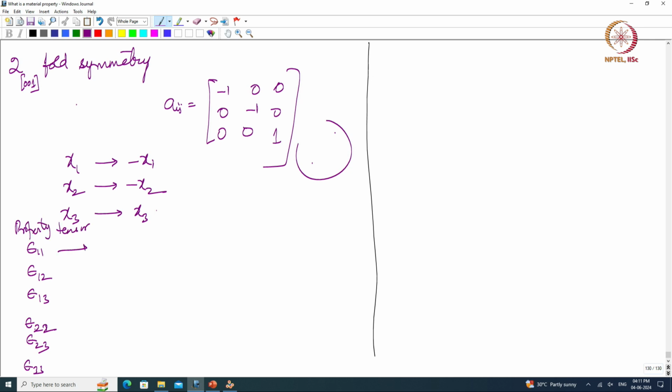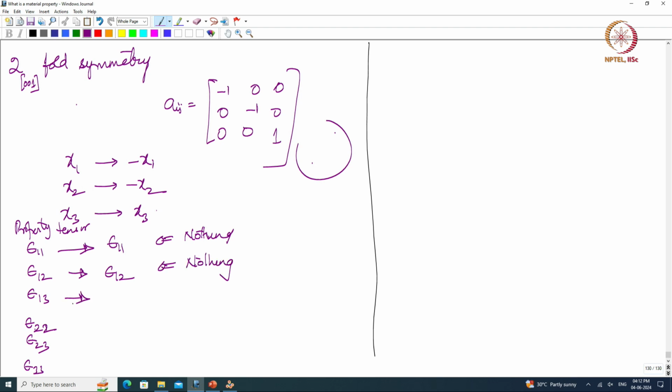Okay. Epsilon 1 1 is going to transform as x1 times x1, that is just epsilon 1 1, right. So no additional constraint here, nothing. Epsilon 1 2 is going to transform as again x1 x2, right. X1 x2 again transforms as epsilon 1 2, nothing.